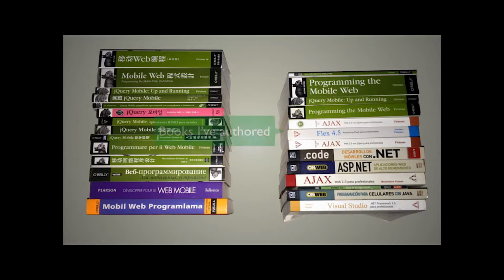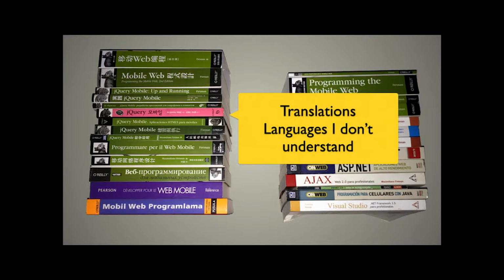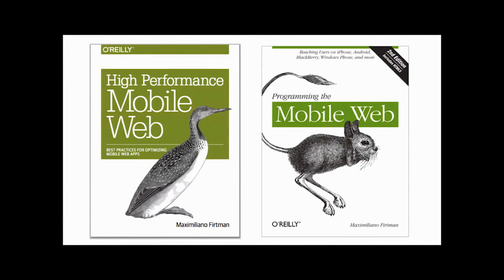Okay, here we have some slides. These are my original books, and these are translations. Korean, Russian, Chinese. There are a couple of Chinese, not just one Chinese there. The latest books are Programming the Mobile Web and High Performance Mobile Web. In fact, that's the last one, talking about performance on the mobile web.